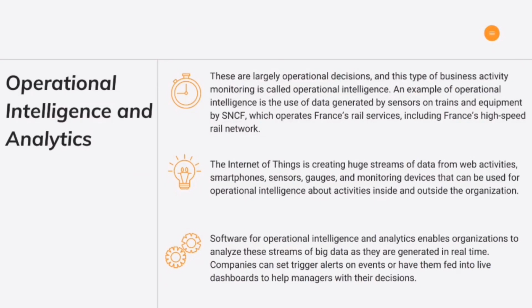Operational intelligence and analytics. These are largely operational decisions, and this type of business activity monitoring is called operational intelligence. An example of operational intelligence is the use of data generated by sensors on trains and equipment by SNCF, which operates France's rail service, including France's high-speed rail network. The Internet of Things is creating huge streams of data from web activities, smartphones, sensors, gauges, and monitoring devices that can be used for operational intelligence about activity inside and outside the organization.